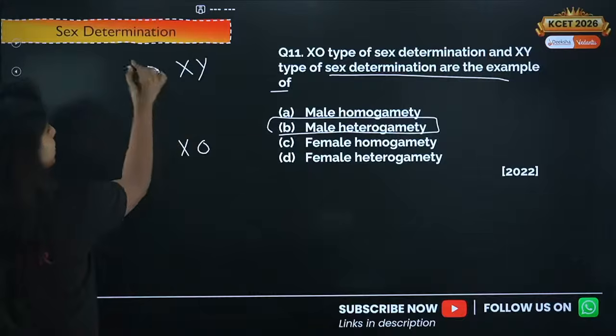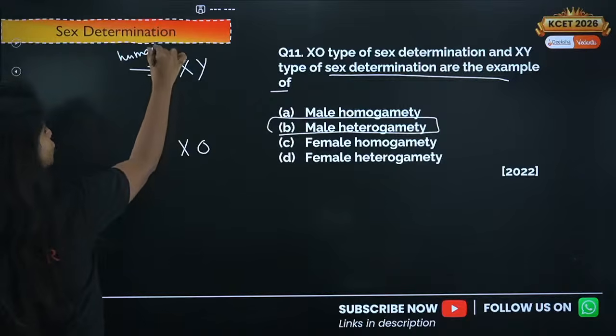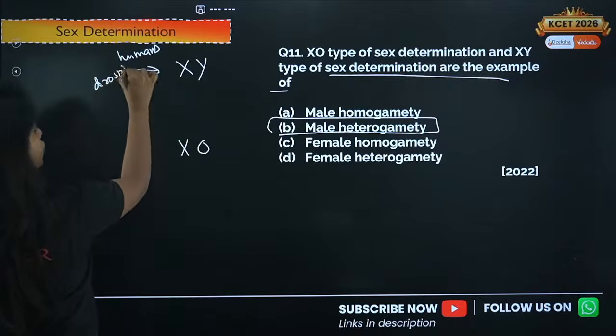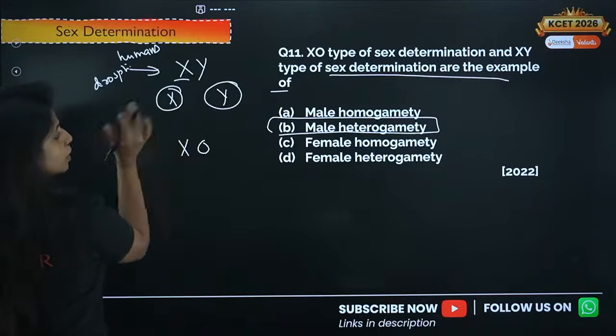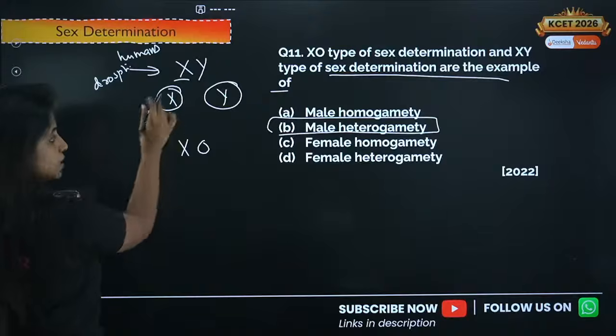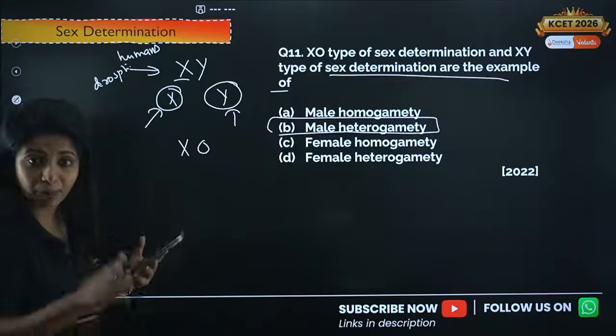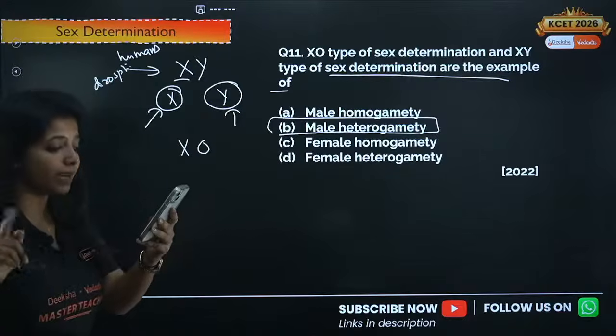So, XY is seen in the case of human beings as well as Drosophila, where they can either produce an X chromosome or a Y chromosome in the gametes. So gametes can have X or can have Y. 2 types of gametes can be produced. So this is an example of male heterogamety.